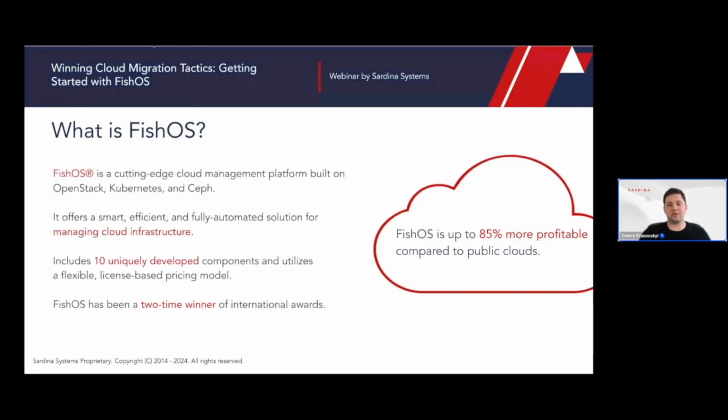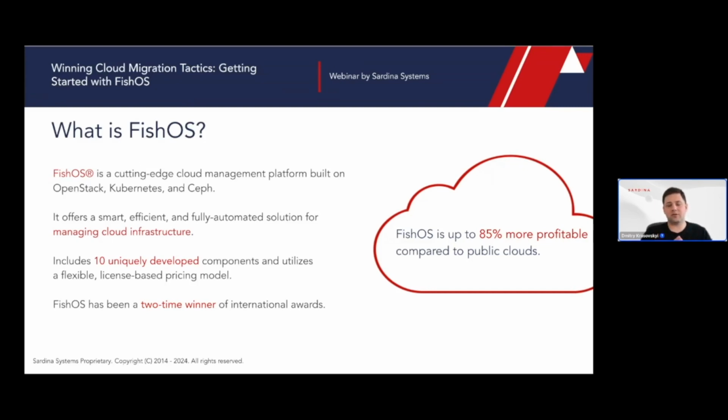What is FishOS? Migration becomes much easier when you entrust it to experts such as the Sardina Systems team. We have over 10 years of experience and clients in 12 countries. We have successfully developed and managed clouds for different sectors, including healthcare, research, telecommunications, finance, and more. And let me explain what FishOS is and how we facilitate migration to our platform.